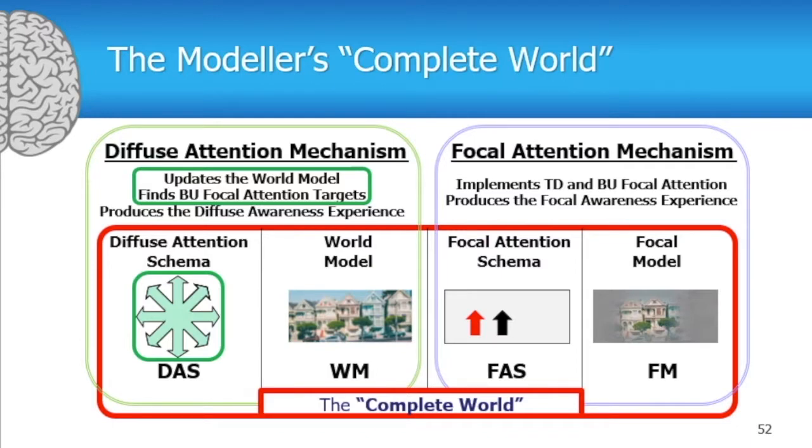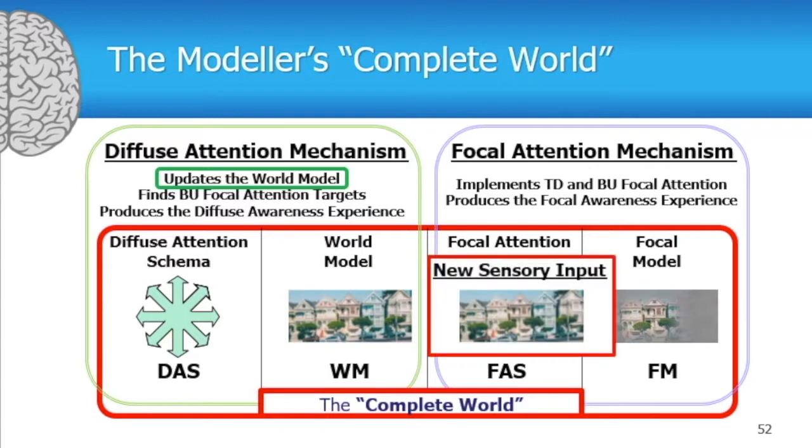Let's start by showing how the diffuse attention mechanism updates the world model. The process starts when new sensory input is available. The idea is that the diffuse attention mechanism will continuously recognize the objects that can be found in the sensory input. Here I am showing visual object recognition, but every sensory modality has its own kind of sensory objects. For example, your bodily senses have effectively formed a model of the chair you are sitting in, and the sense of hearing finds objects such as words and speech or melodies and music.